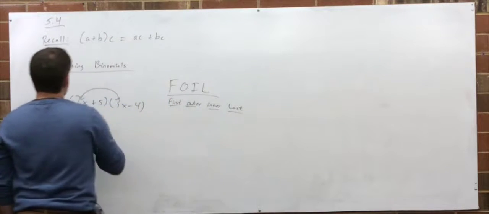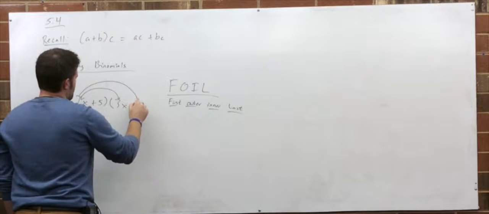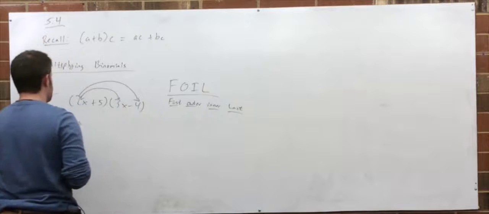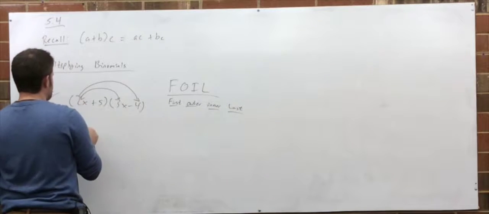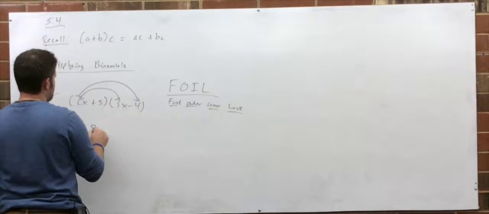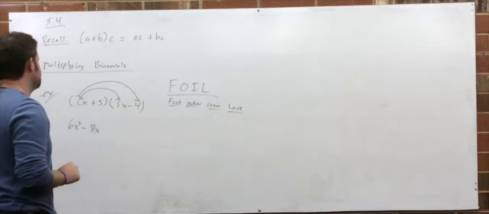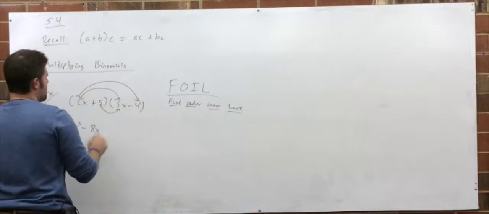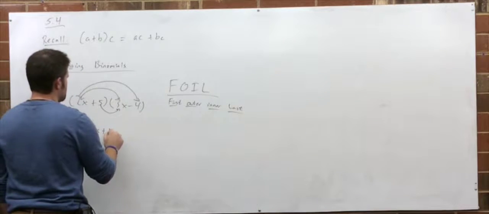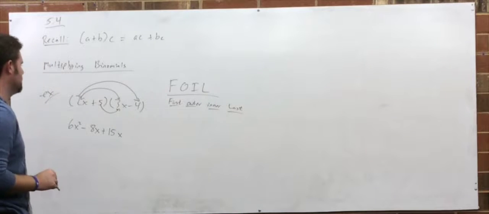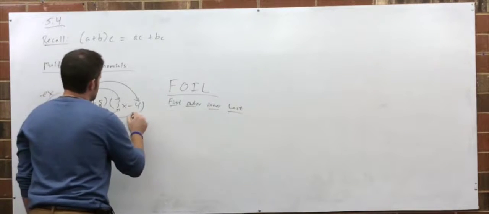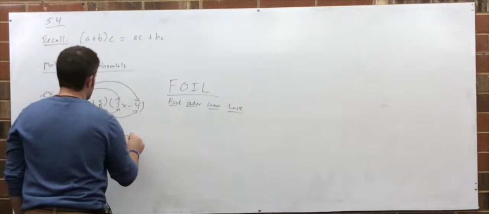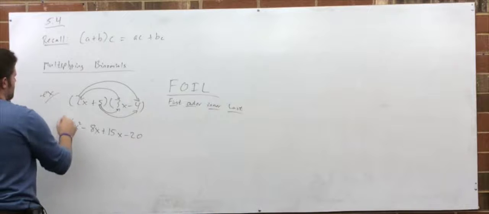The outer says I take the 2x and I multiply it by 4. But don't forget that this is actually a negative 4. So 2 times a negative 4 gives me a negative 8, and then we keep the x. The inner says I multiply the two inside pieces, which in this case is 5 times 3x, which comes out to 15x. And then the last says I multiply the last two pieces, which is 5 times a negative 4, which comes out to a negative 20.